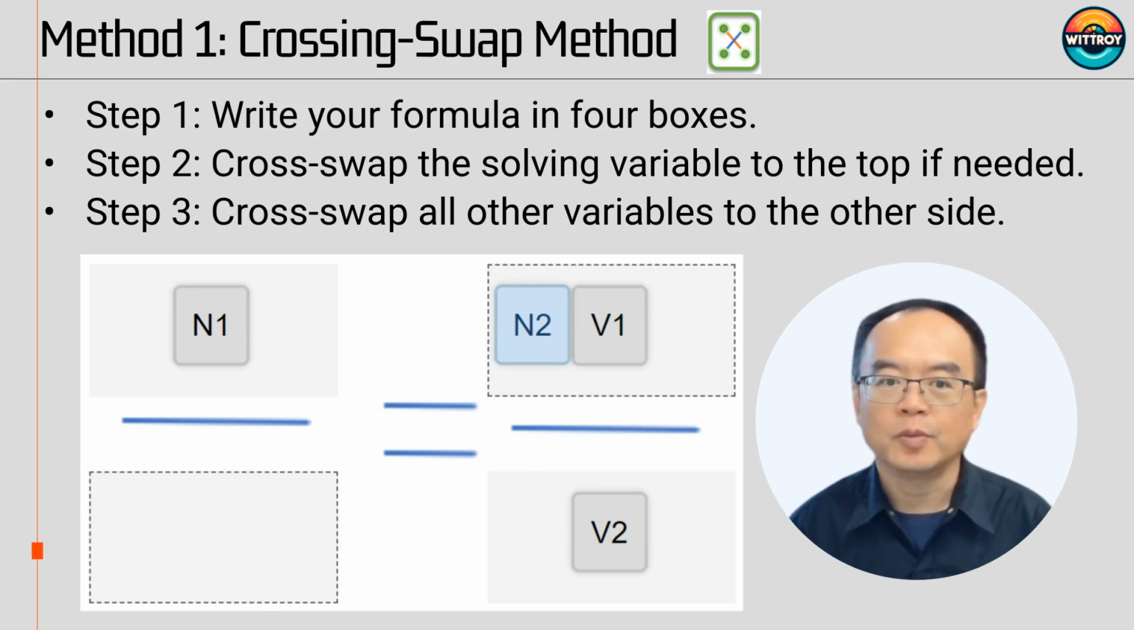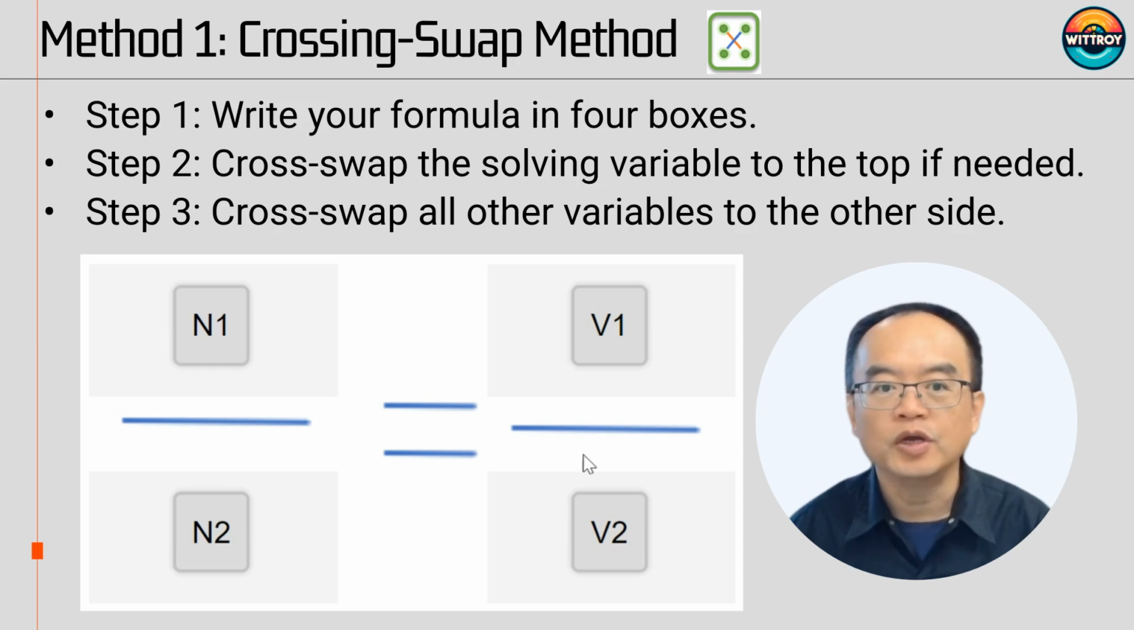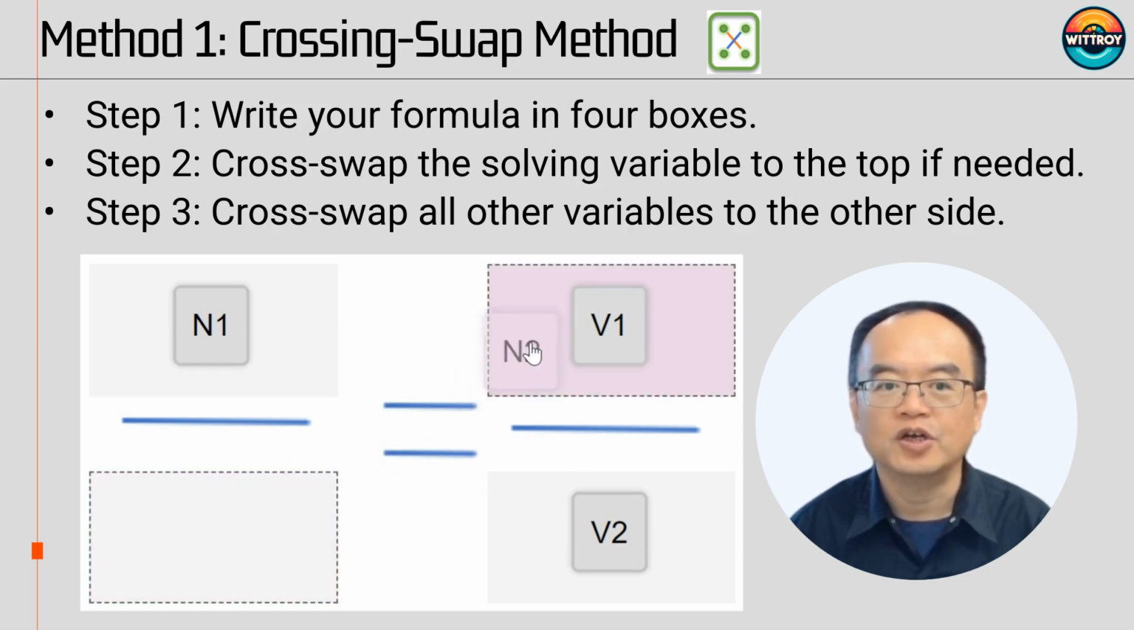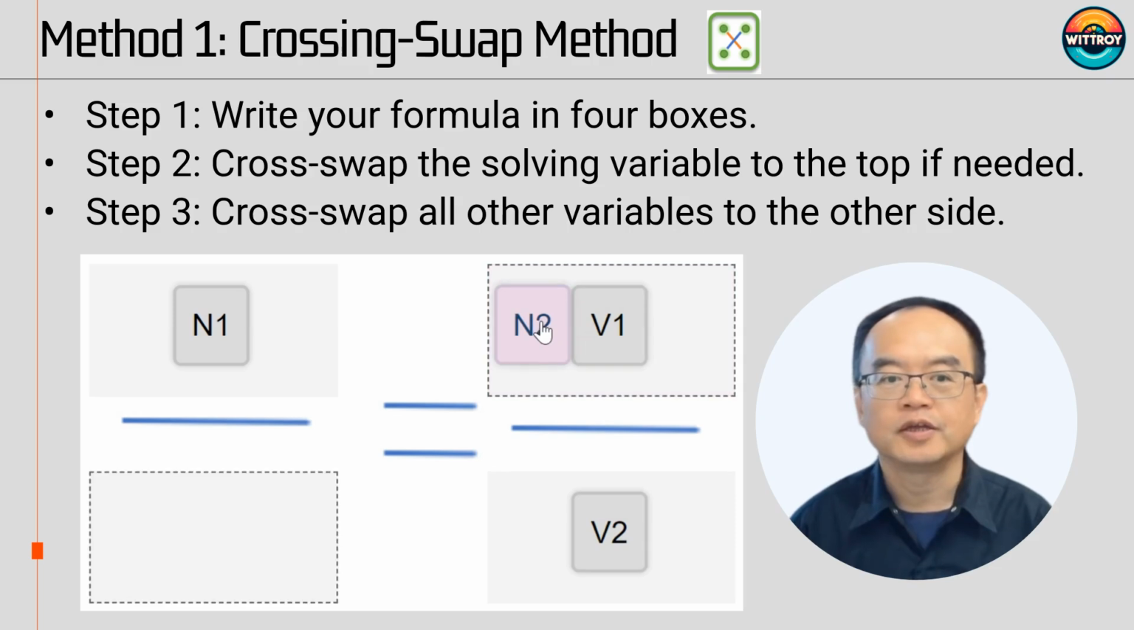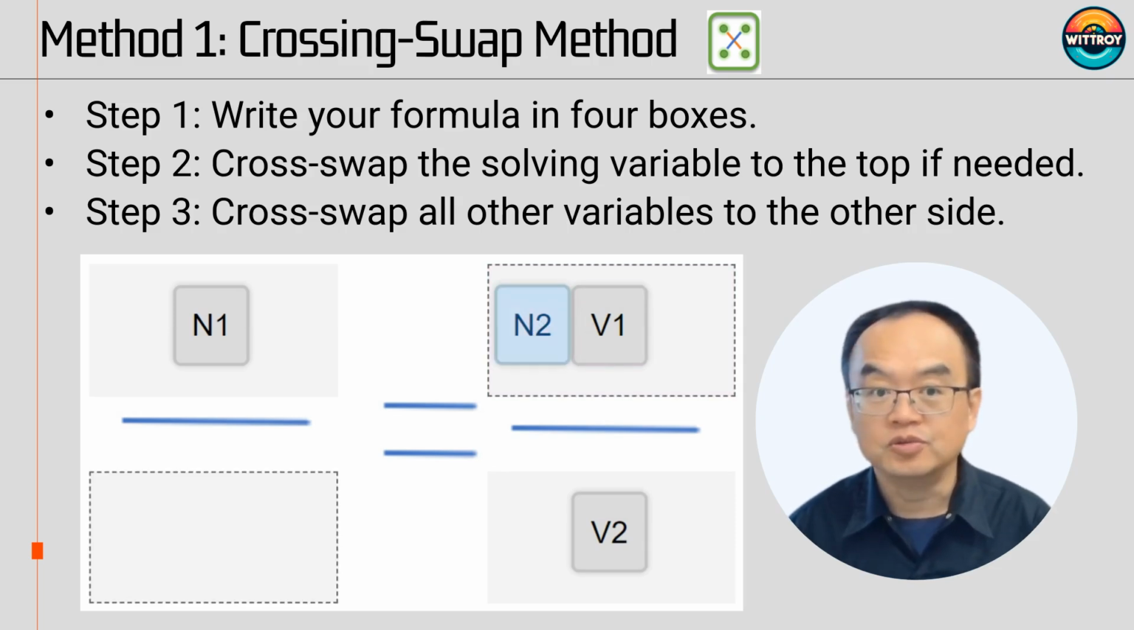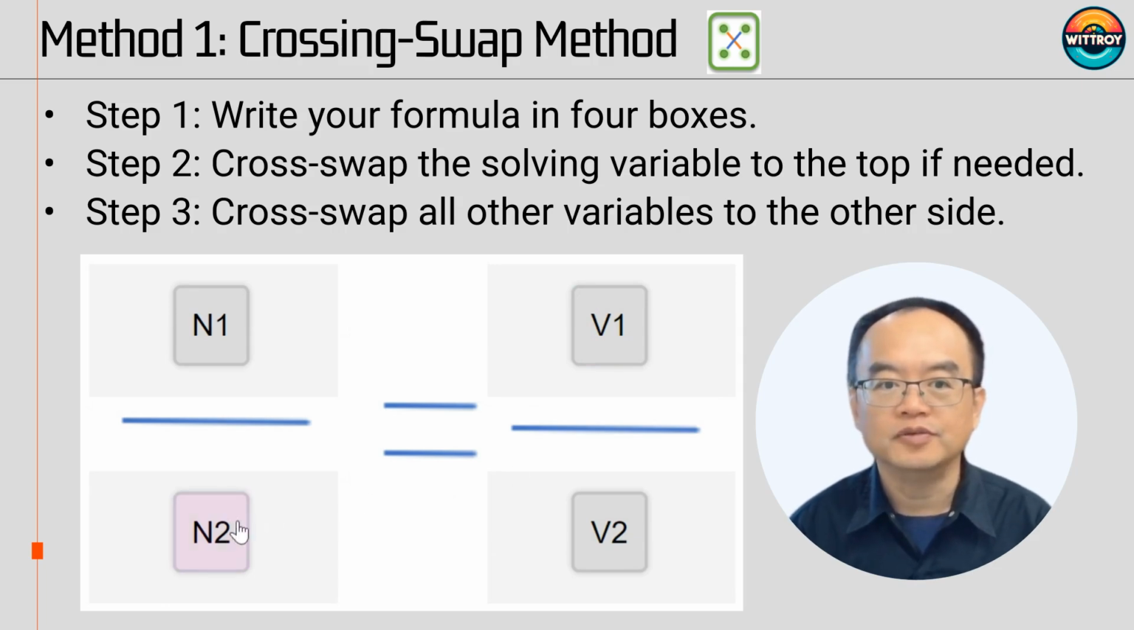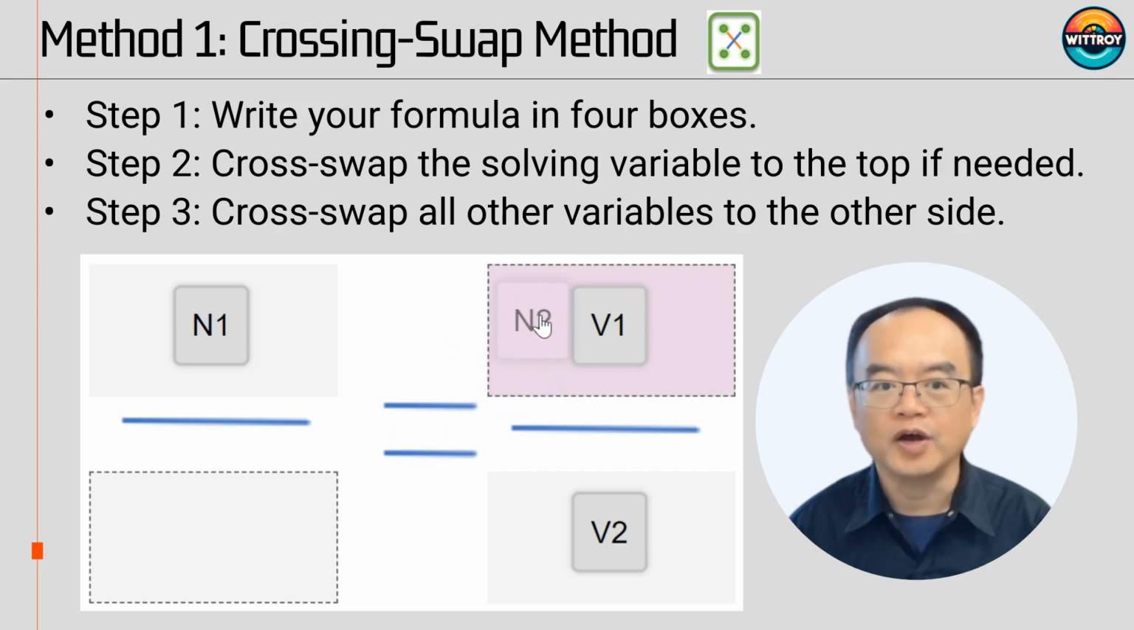Step 3, cross-swap all other variables to isolate N1. Move N2 from the bottom left to the top right, crossing over the equal sign. The formula becomes N1 equals N2 times V1 divided by V2. By following these steps, we have successfully transposed the formula to solve for N1.